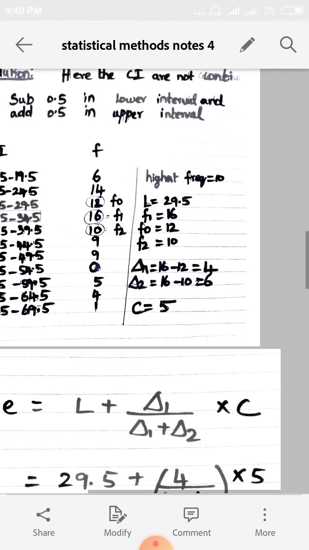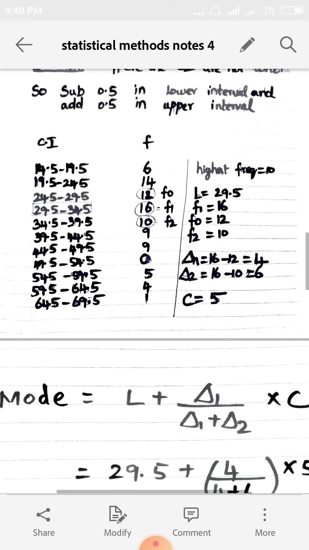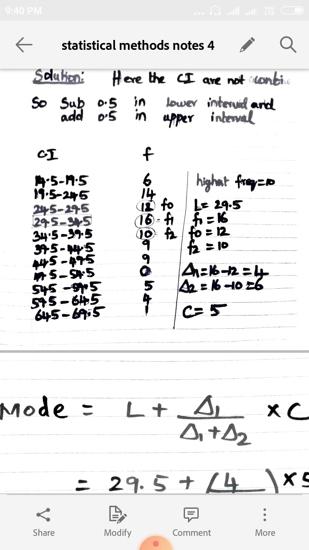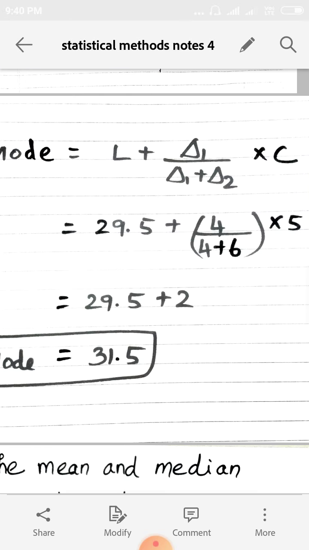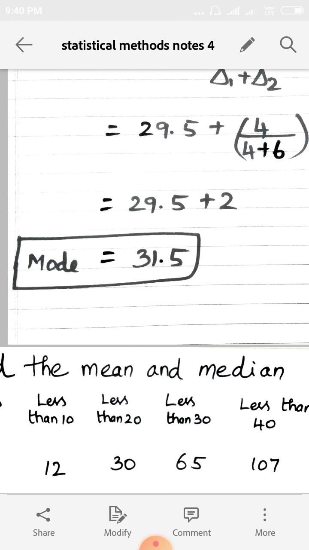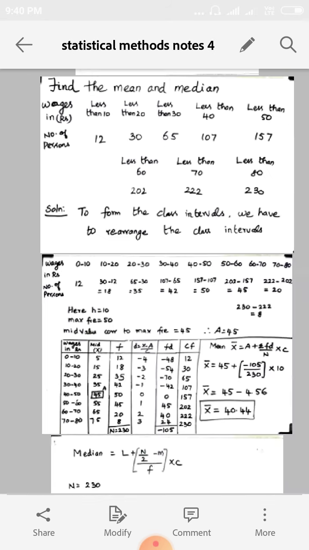Now find del 1. What's the formula for del 1? Del 1 is nothing but f1 minus f0. That is 16 minus 12 is equal to 4. Del 2 is equal to f1 minus f2. That is 16 minus 10 is equal to 6. And C is equal to 5, the class interval. Now substitute the values in the mode formula. We get the answer 31.5. Clear, girls? Now see the next problem.